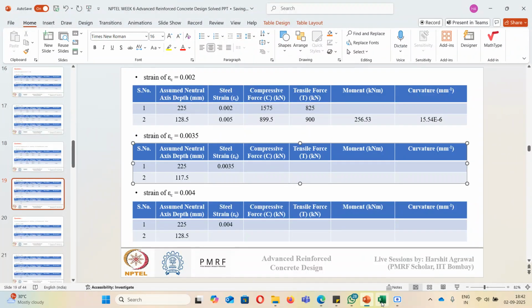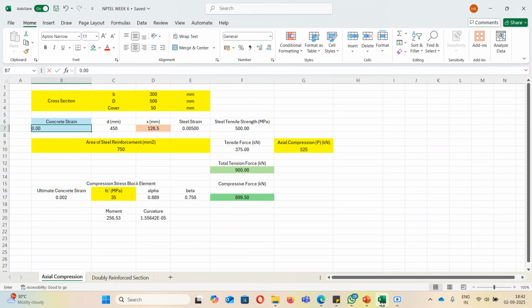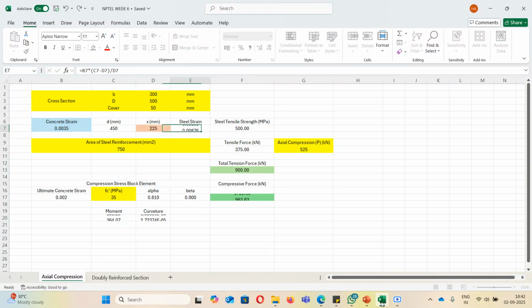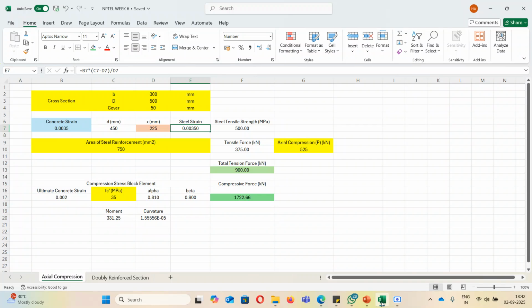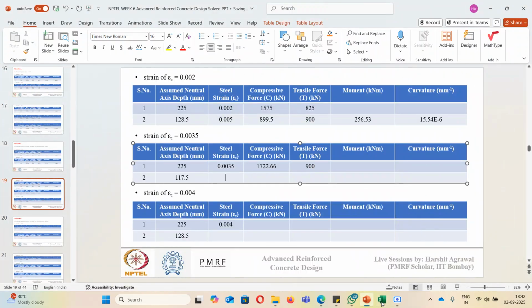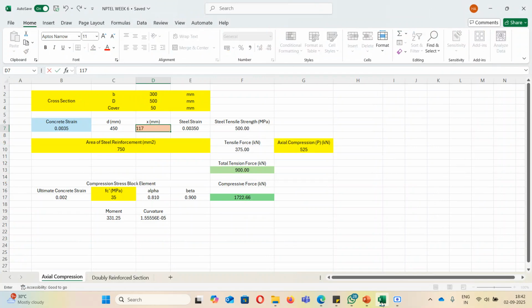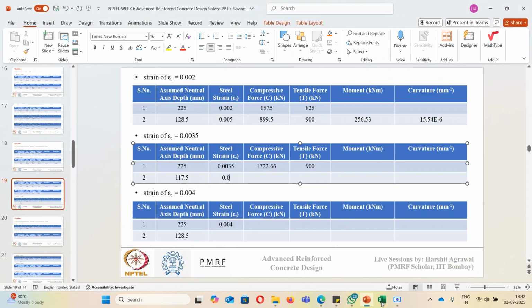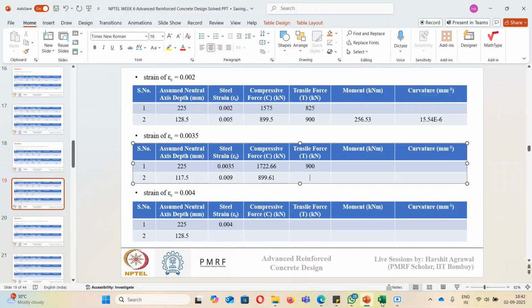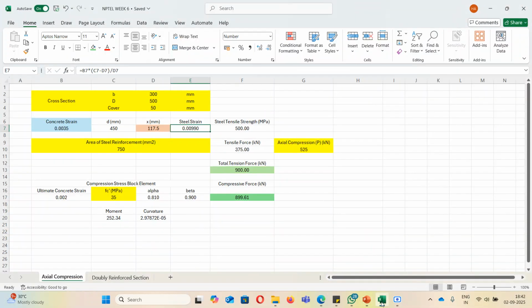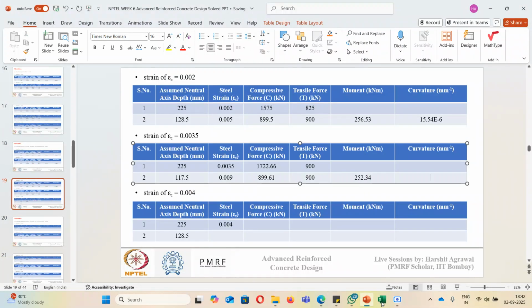Okay. Similarly, we'll do 0.0035. Okay. At 225, 1722.66. Tension force is 900, we need to decrease the compression force. So this x value at 117.5, you will get strain in steel is 0.009, compression force you will get 899.61, and tension force will be 900. So they both are almost equal. So this moment we can take 252.34. Okay, and curvature is 29.78 into 10 to the power minus 6.